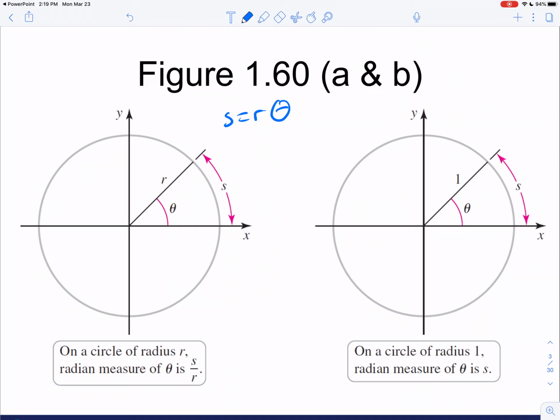On a circle of radius 1, the radian measure of theta is going to be the arc length. So if your r was 1, then s equals theta, or the arc length equals the central angle.